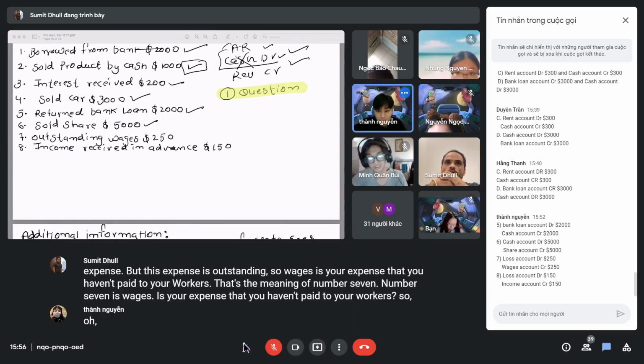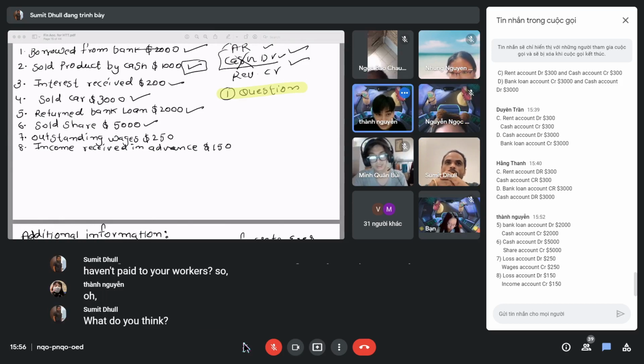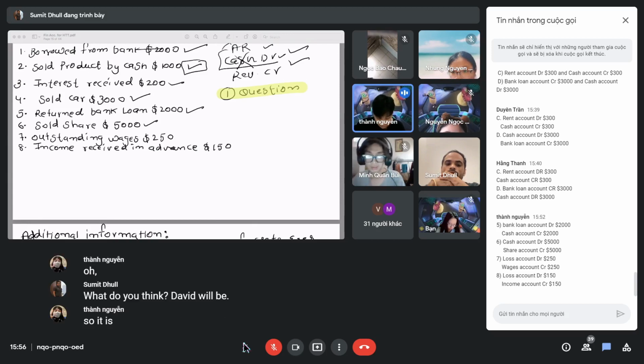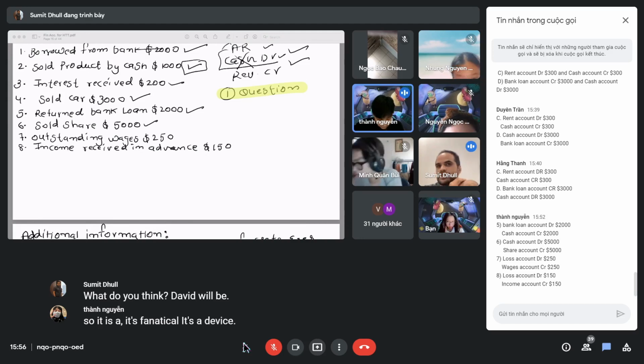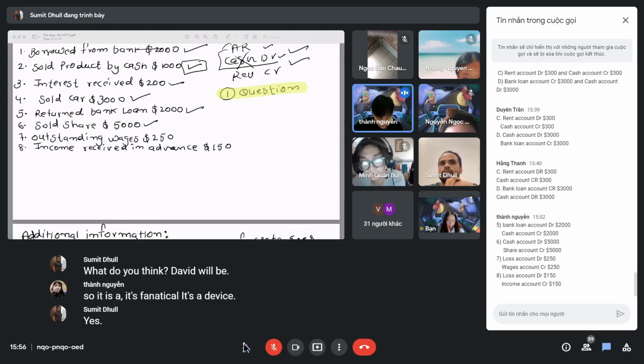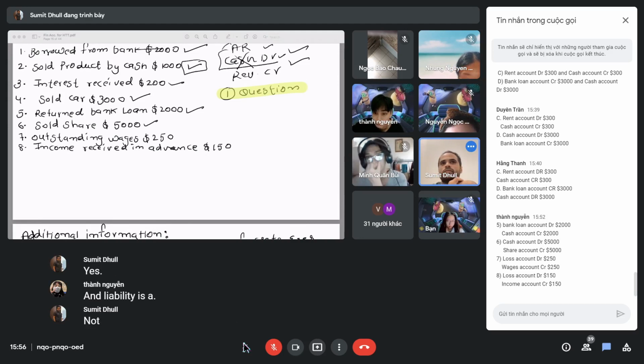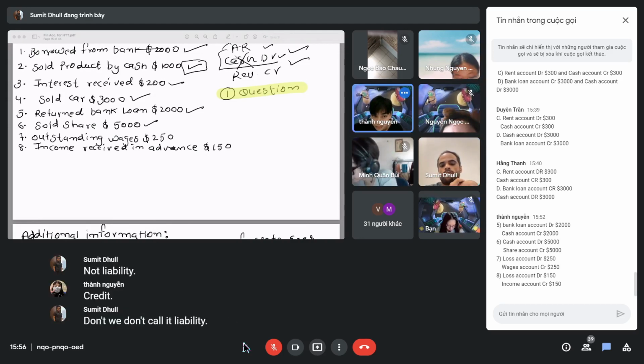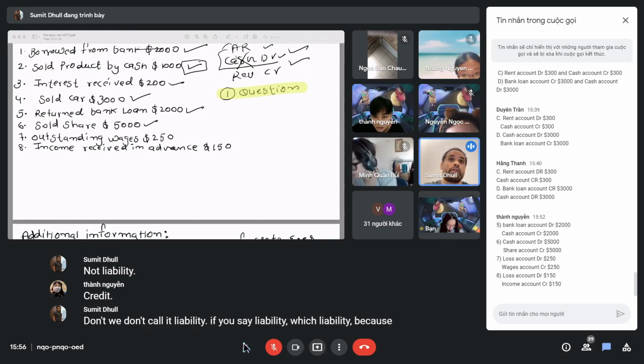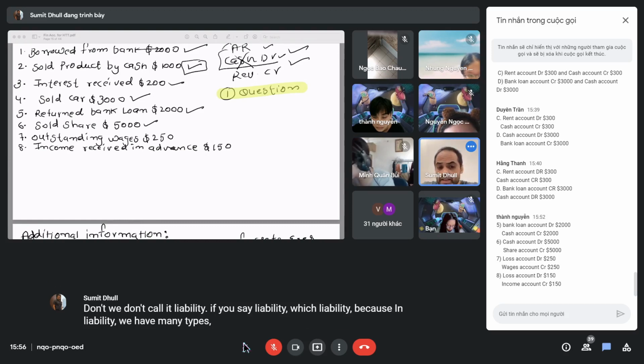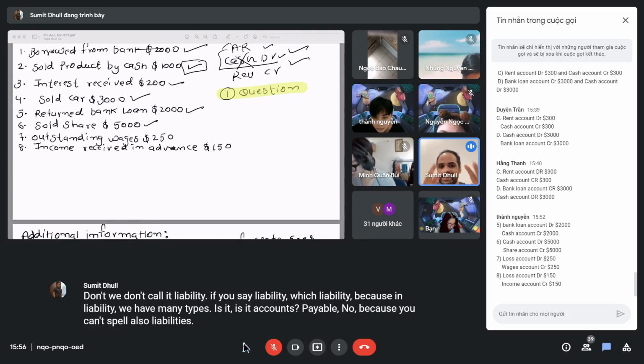So what do you think? Debit will be? It is an expense account. It's a debit. Liability, we don't call it just liability. If you say liability, which liability? Because in liability we have many types. Is it accounts payable? No, because accounts payable is also liability. So you have to tell the exact name of this one.